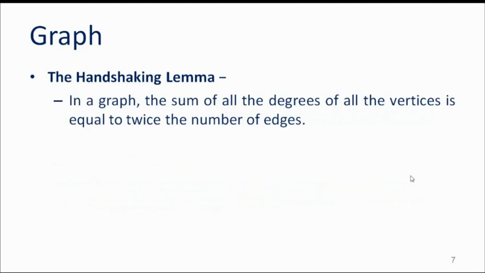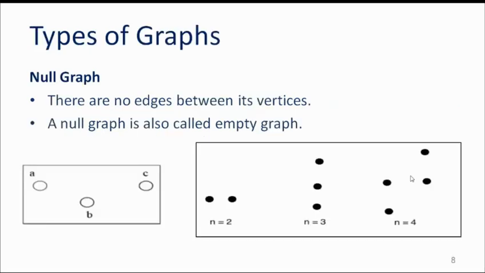So this is a lemma. In a graph, the sum of all the degrees of all the vertices is equal to twice the number of edges. Okay. The sum of all the degrees of all vertices is equal to twice the number of edges. This is the lemma. There are no proofs and all, just remember it. Now we'll see different types of graphs.